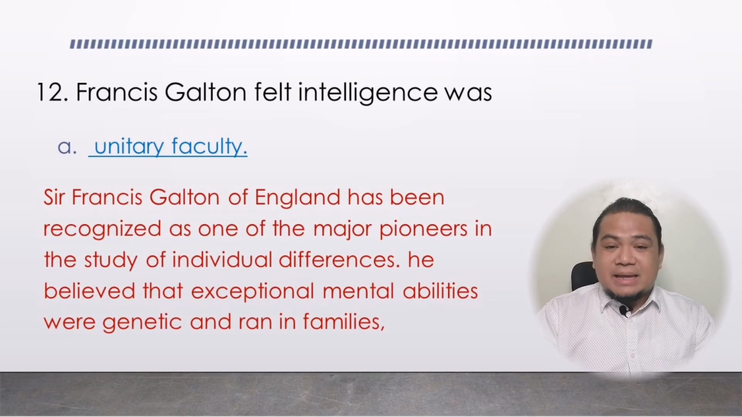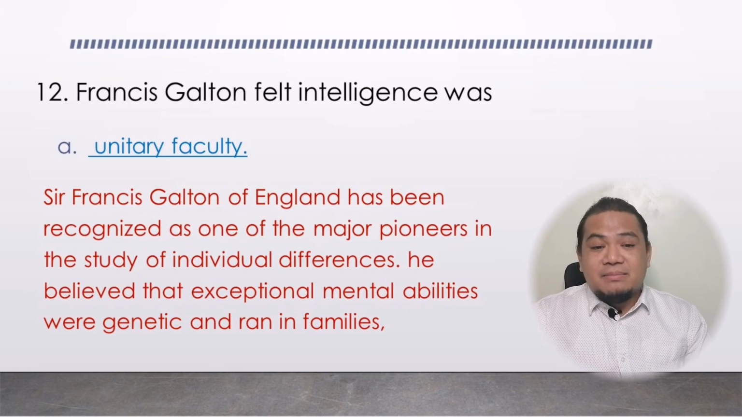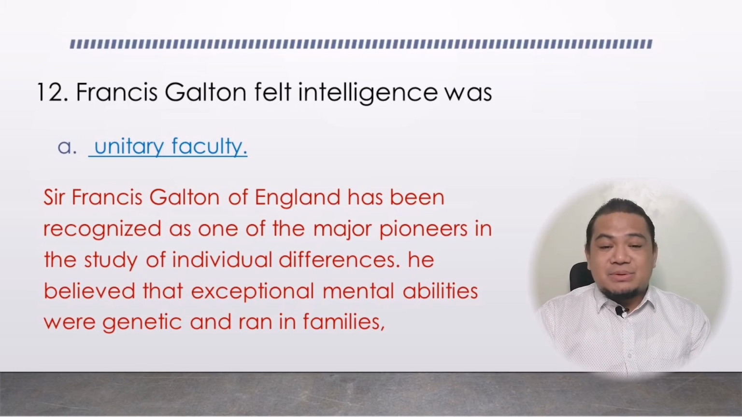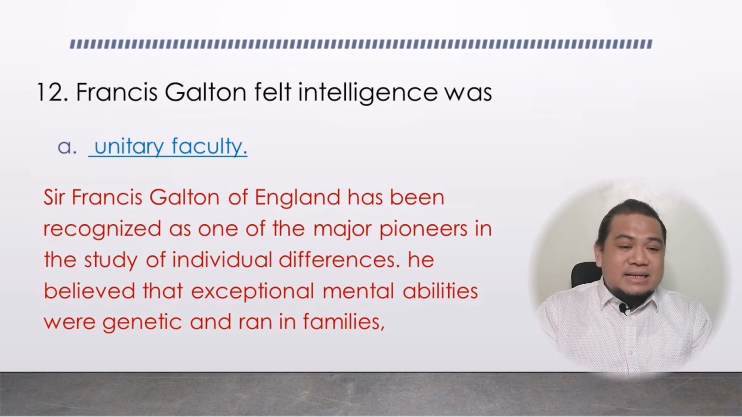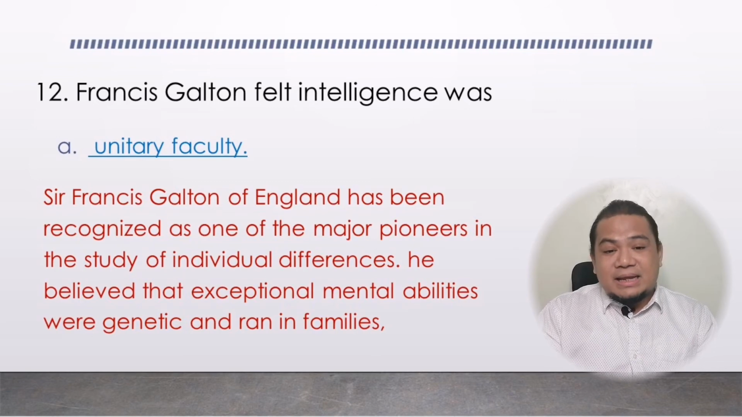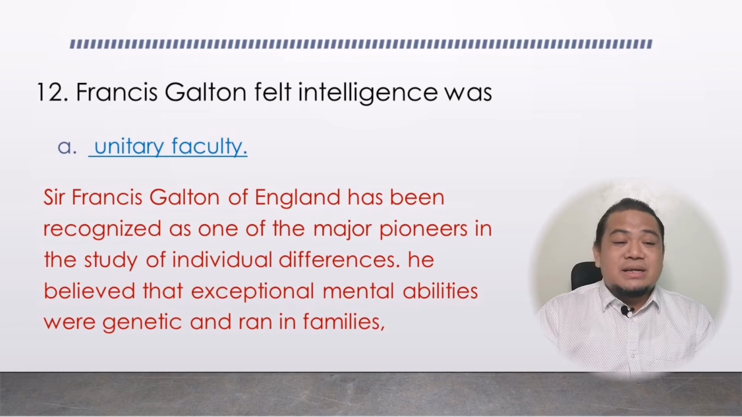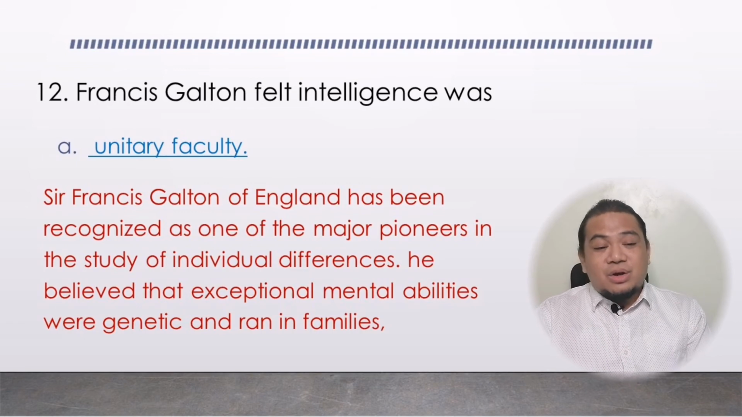Sir Francis Galton of England has been recognized as one of the major pioneers in the study of individual differences. Galton believed that exceptional mental abilities were genetic and ran in families, and said just that in his 1869 work, Hereditary Genius. Choice B illuminates the position of Charles Spearman, who in 1904 postulated two factors, a general ability, or G, and a specific ability, or S, which were thought to be applicable to any mental task.